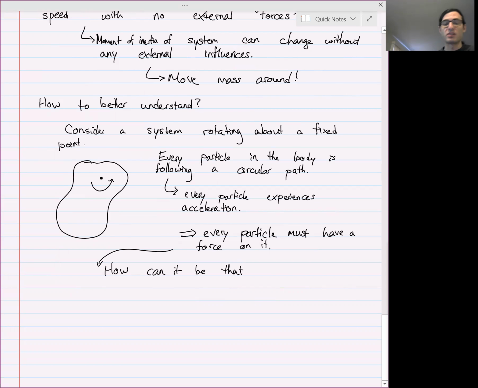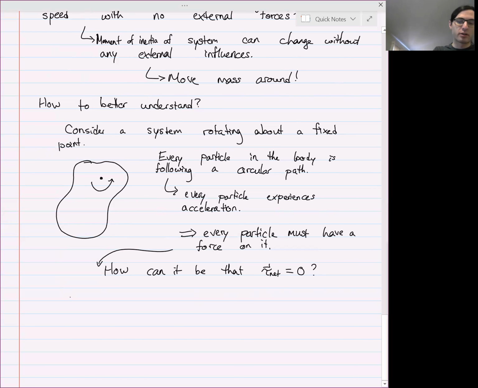And this is the case for any rotating body. Every particle in that body experiences a force on it. How can it be that the net torque on any rotating body is ever zero? How is that just possible if there are a whole bunch of forces? That would have to be some, in the words of Juan Carlos, witchcraft to have everything cancel out perfectly. But it's not that complicated, actually.